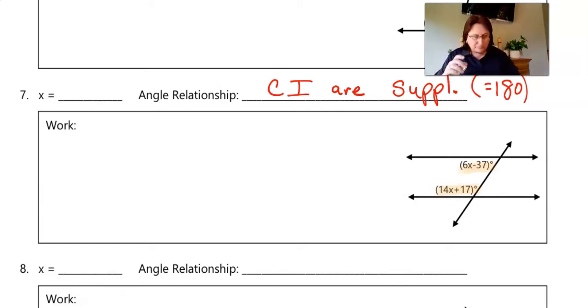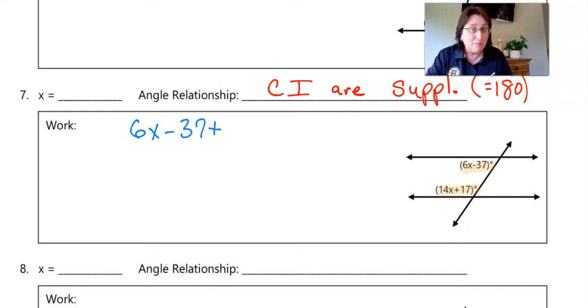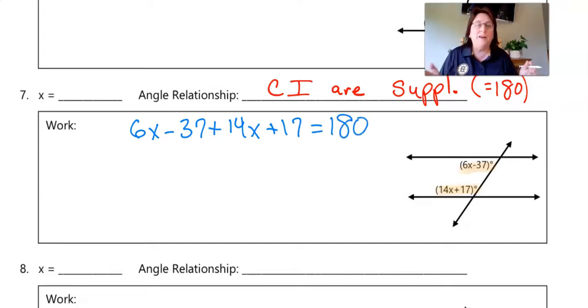Oh, okay. So if we have supplementary angles, and I'm trying to prove that my lines are parallel, then I need to find a value of x that works. So guys, I want you to set up the equation to solve for x based upon our angle relationship and tell me what you get. All right, let's see. Did you say if there are supplementary angles, then I have to add them together? So 6x minus 37 plus 14x plus 17, I have to add those together and set them equal to 180.